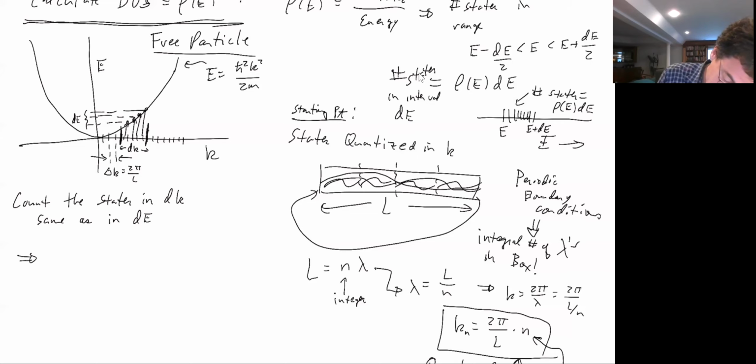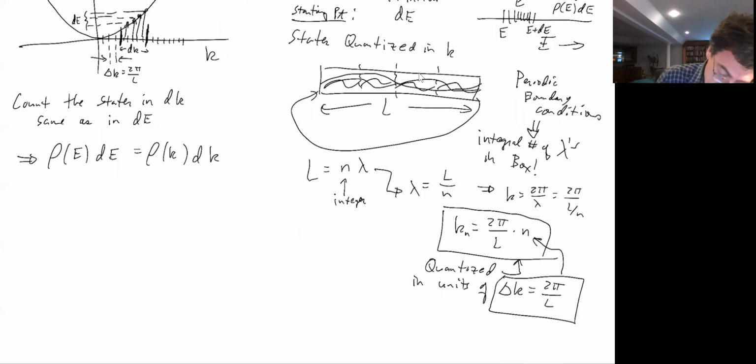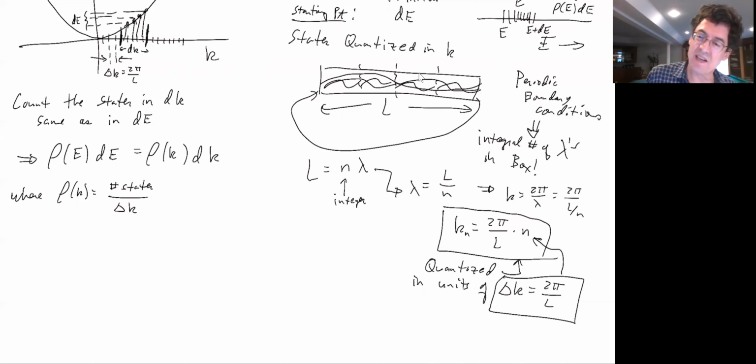So then what I say is the density of states of my system times dE has to equal the density of states of my system in K space times dk. I'm making an equivalency because I can count the states in K or in E. And so where rho of K is equal to number of states, that's the density of states in K space, number of states per delta K. And what is the density of states in K? That's the easy one.